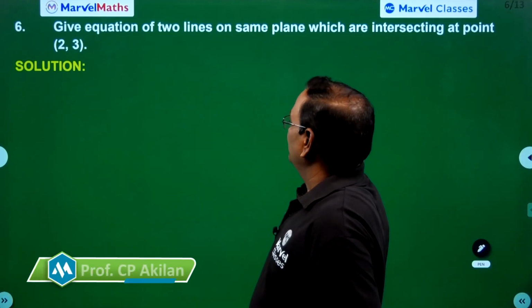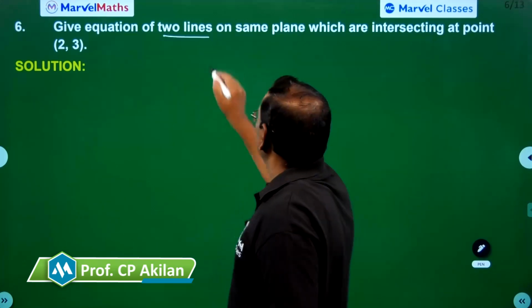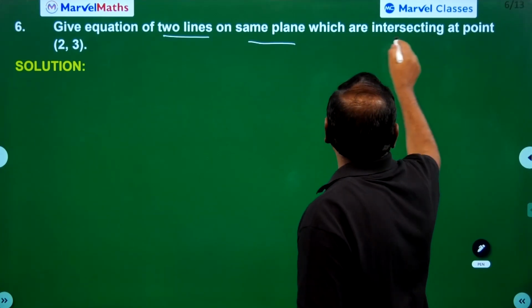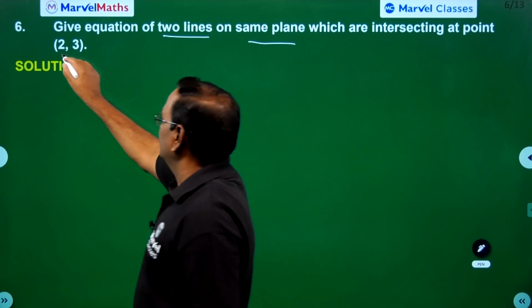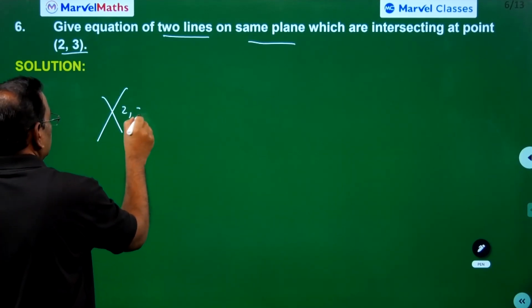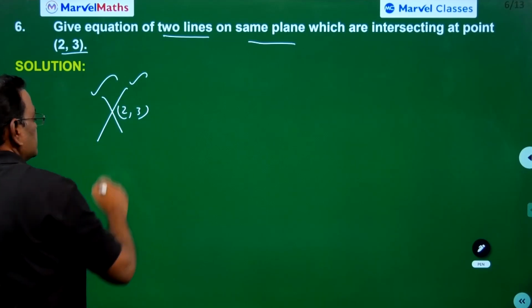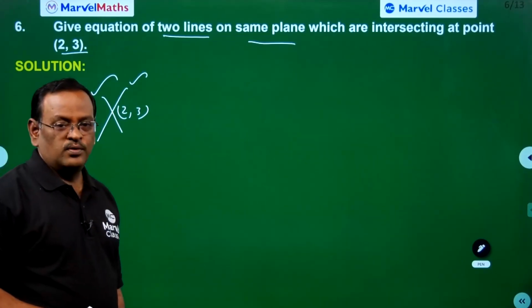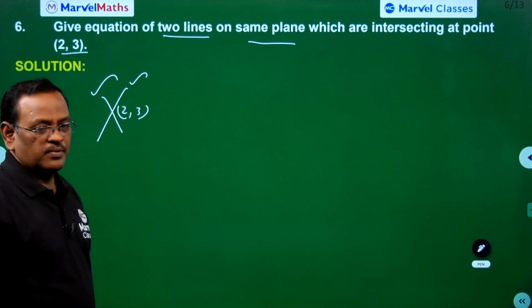Give the equation of two lines on the same plane which are intersecting at a point. Assume this is the point (2, 3). Find the equation of these two lines. How to write two lines which pass through the same point?